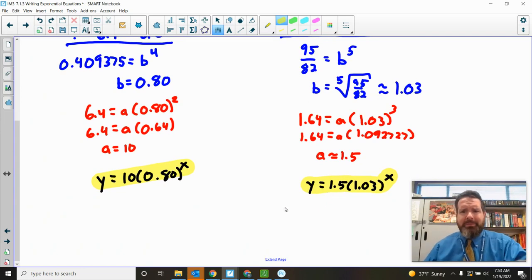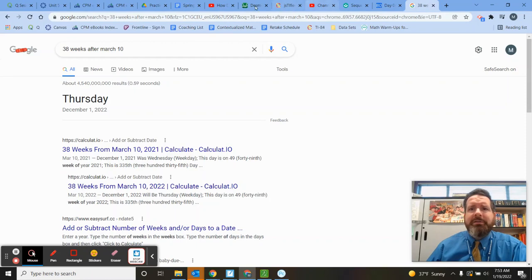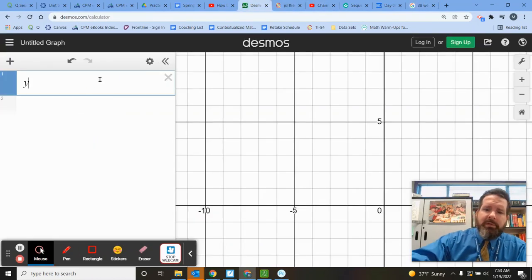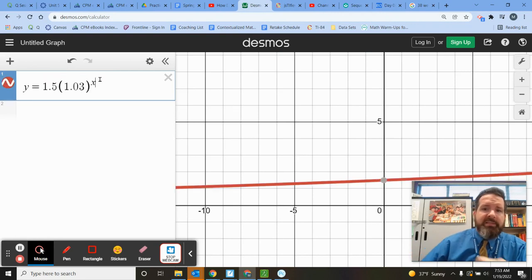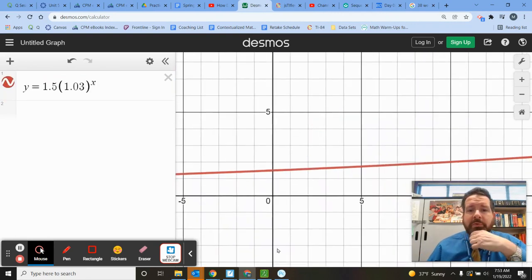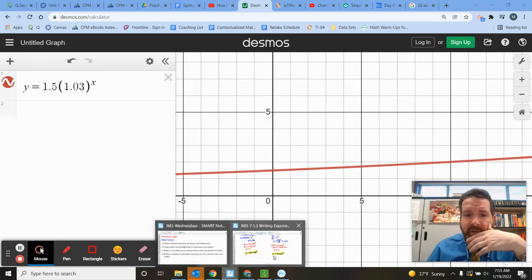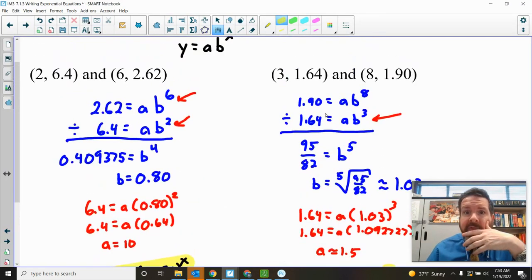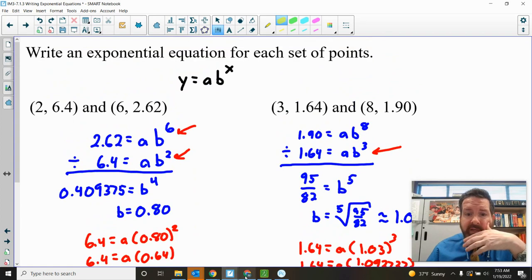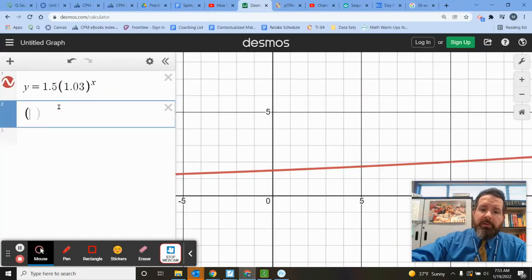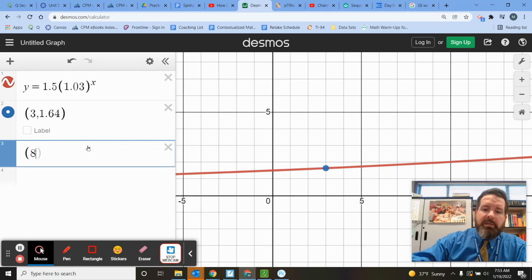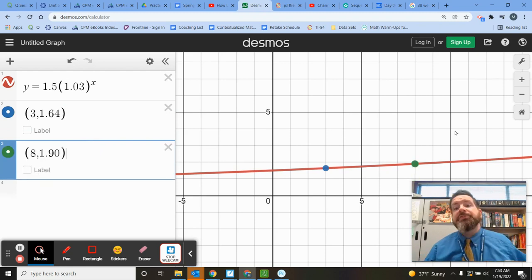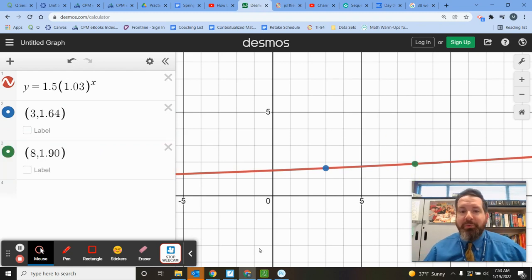Now, just an excellent way to check. Let's graph this. 1.5 in my Desmos, times 1.03 to the power of x. And then we had 2 ordered pairs. What were they? We're just going to see whether or not they're on that graph. So 3, 1.64, and 8, 1.9. 3, 1.64. That's pretty much on the line. And then 8, 1.9. That's also pretty much on the line. That lets us know that we have done a good job.